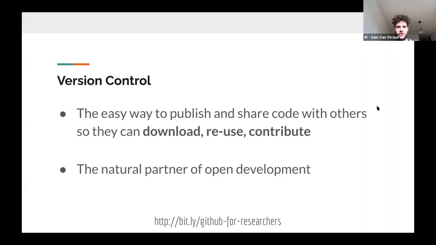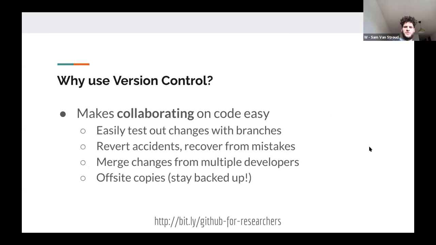So, publishing and sharing open code. Version control is absolutely key here. The easy way to publish and share code with other people so that they can download your code, reuse it, and contribute to it is to use a version control system. And this is really the natural partner of open development. So why do we want to use a version control system? It makes collaborating on code really easy. And this is the main benefit of working in an open source way, that you can collaborate with other people. So version control is a natural tool that allows you to do this effectively. You can test out changes within different branches of your repository. You can revert any accidents and recover from any mistakes that have been made. You can quickly integrate changes from many developers very easily. And you can also have easy ways of backing your project up offsite so that you don't lose anything.